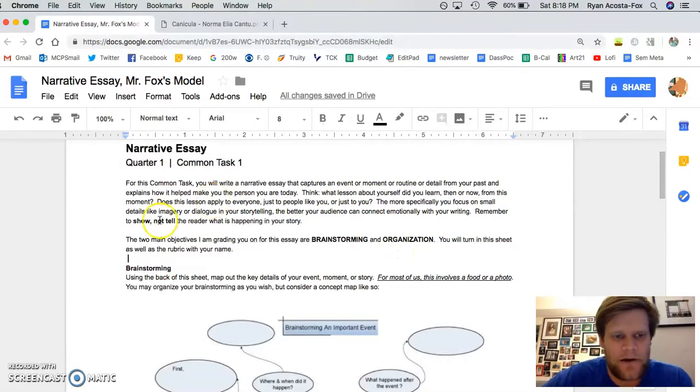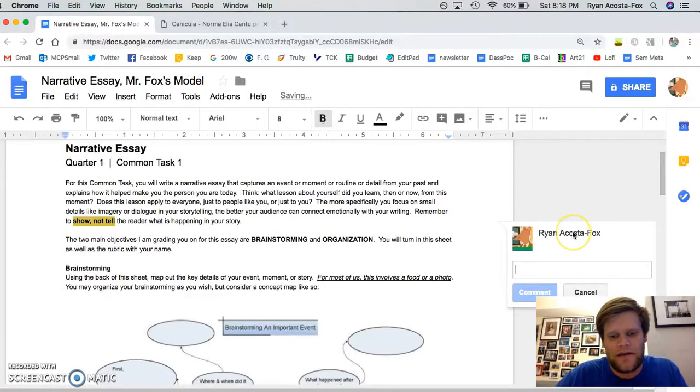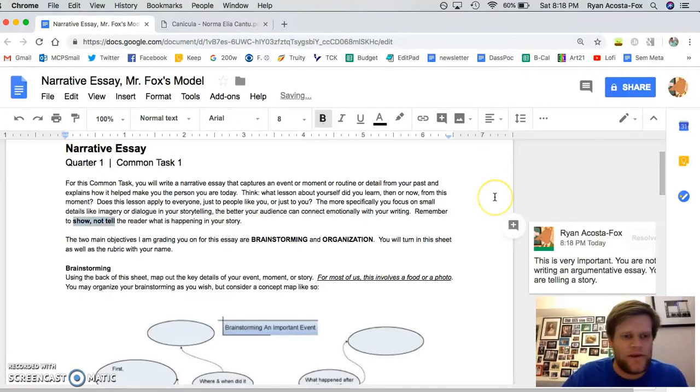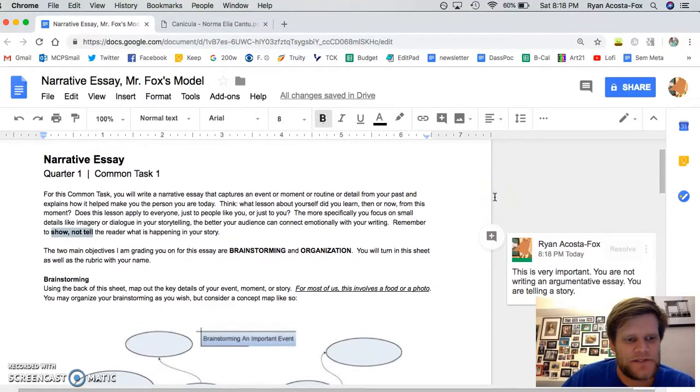Remember, the thing we've talked about a lot is you want to show, not tell, the reader what is happening in your story. And I know I've talked about this a lot, but I do want to emphasize it again. This is very important. You are not writing an argumentative essay. You are telling a story. Remember, that word narrative basically just means storytelling.